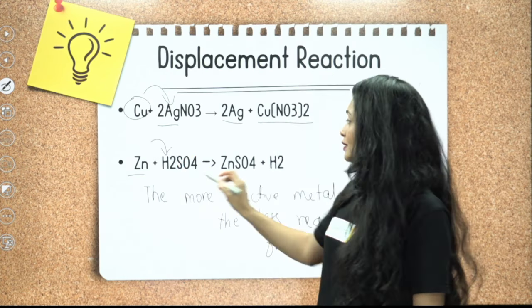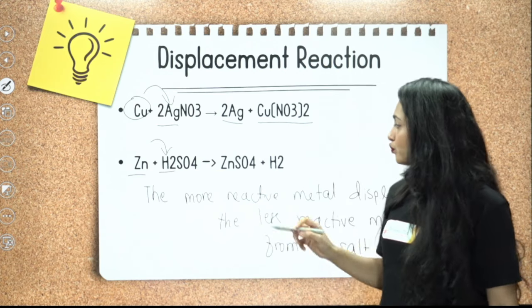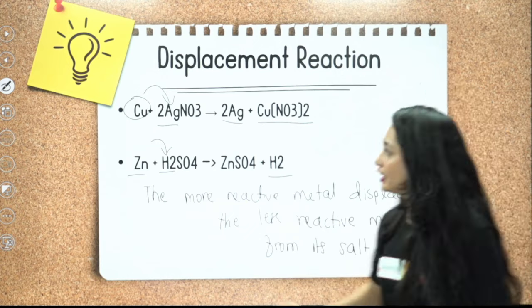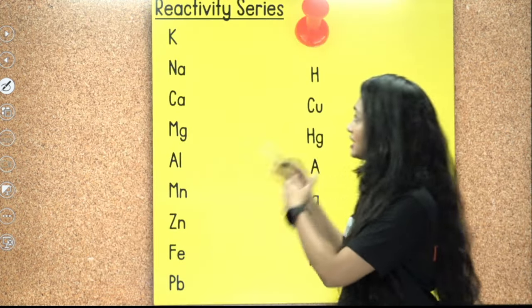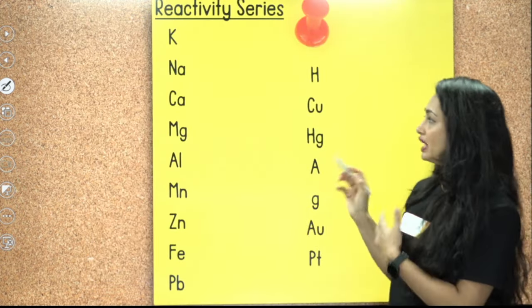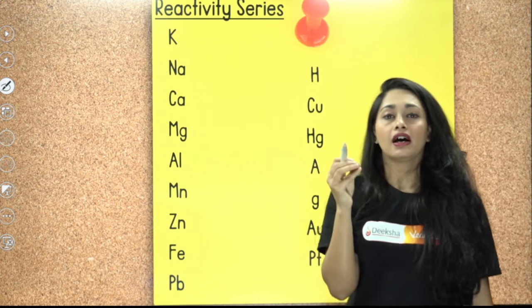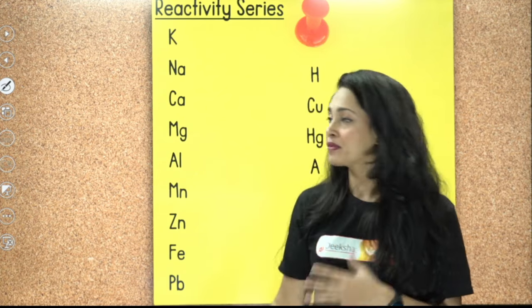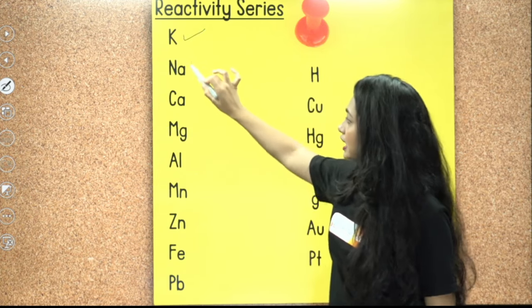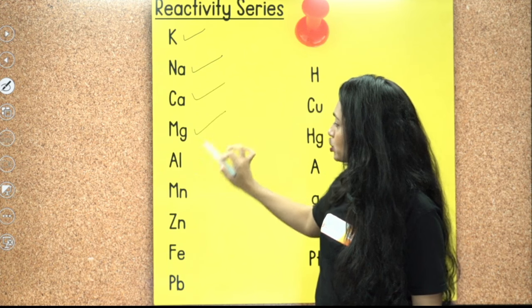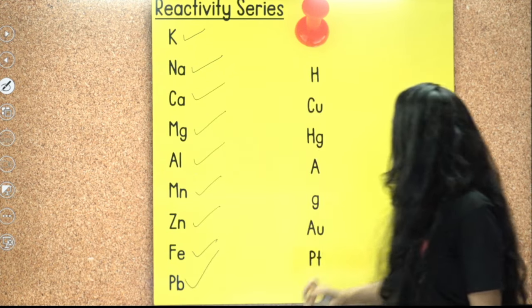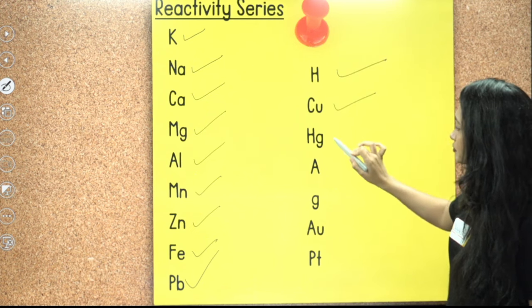So zinc can displace hydrogen from H2SO4 to produce zinc sulfate and hydrogen gas. Let me show you the reactivity series now. This is nothing but the reactivity series. The reactivity series is a series or arrangement of metals based on their reactivity. So potassium is the most reactive one. Then comes sodium, calcium, magnesium, aluminium, manganese, zinc, iron, lead, hydrogen, copper, mercury.